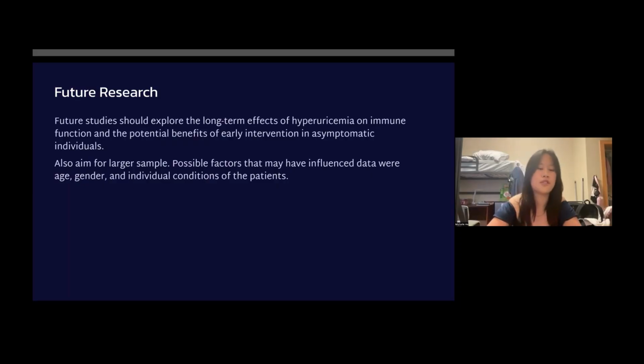I also hope to go for a larger sample, since the 3 samples that I used were taken from 3 random patients. So there could have been factors that influenced the data, like age, gender, and the individual conditions of every single patient.